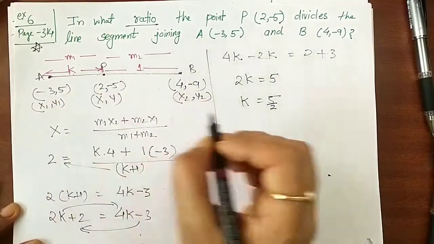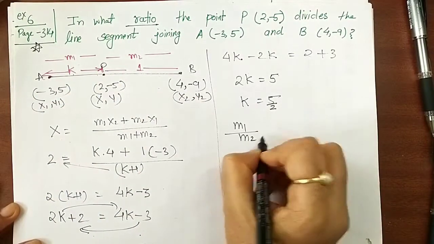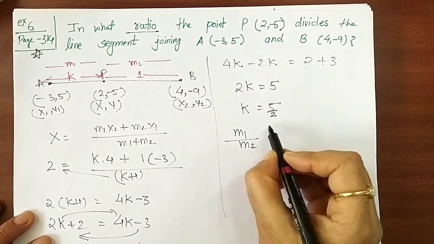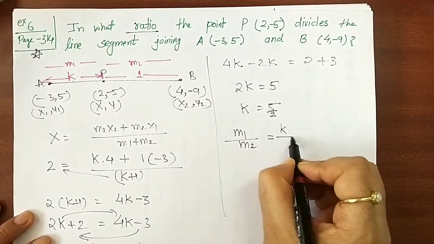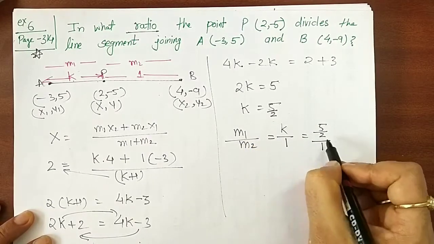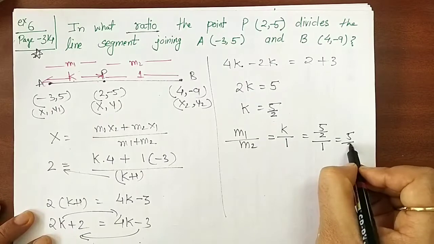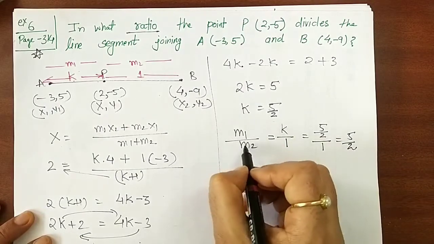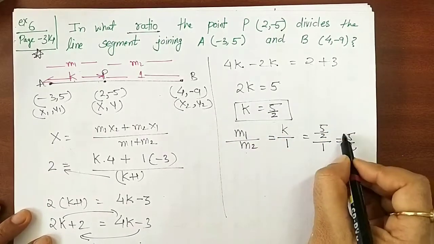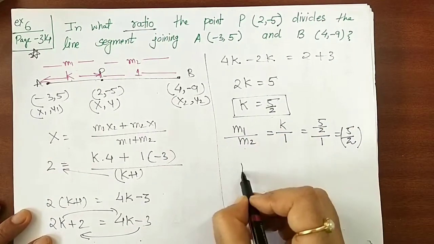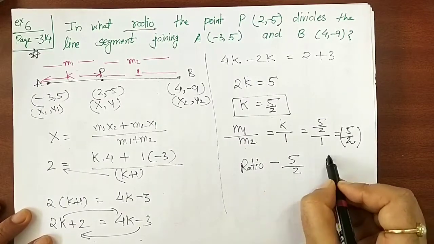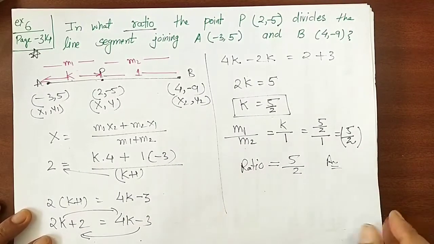I got k. So what is the ratio? m1 by m2. m1 is what? k by 1. And what is k? k is 5 by 2 by 1. So anything by 1 is 5 by 2 only. So instead of finding two values, m1 and m2, I had to find only k and I still got the answer. Okay, so my answer, the ratio, is 5 by 2.